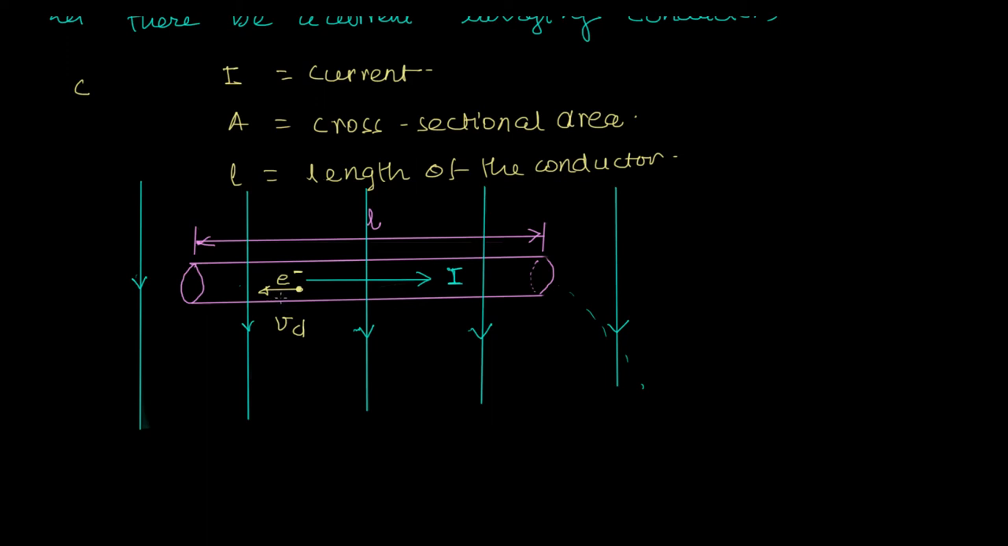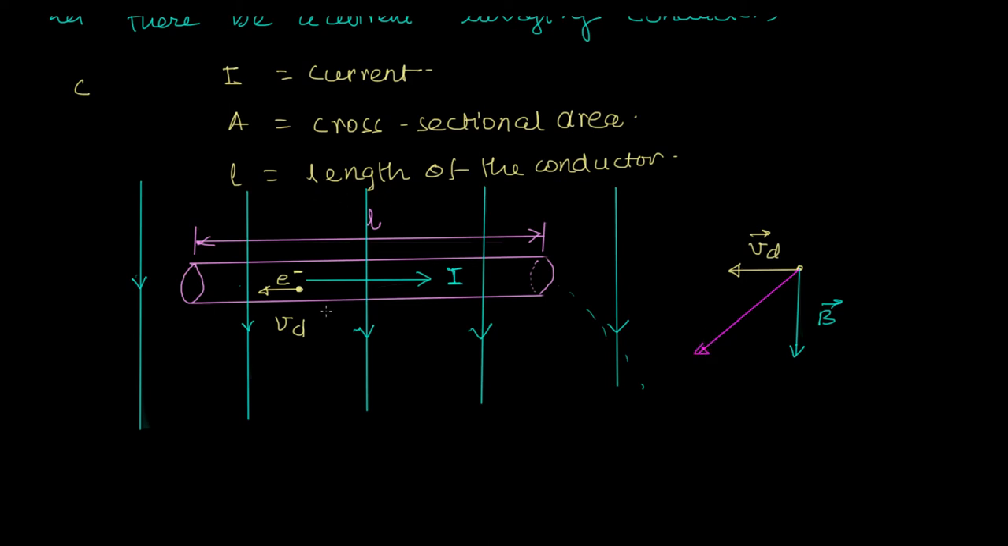Now let us try to calculate the force on one electron. We have an electron, I'm drawing it separately. This is the Vd of the electron, and we have the B pointing downwards. This is B. Now V cross B is counterclockwise, it comes towards us.